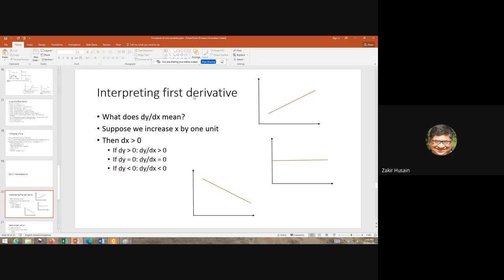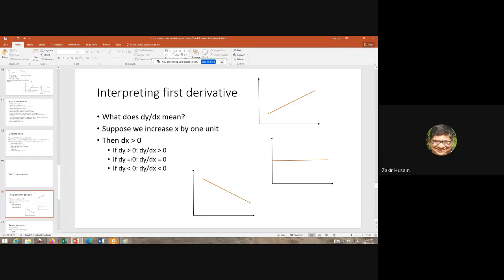Now we are coming to the interpretations. You know the interpretations, I'm just emphasizing. What is the meaning of dy/dx? Suppose we increase x by 1 unit. That means dx is positive. If dy also is positive, then dy/dx will be positive. So the function will have a positive slope. It is going to increase like this.